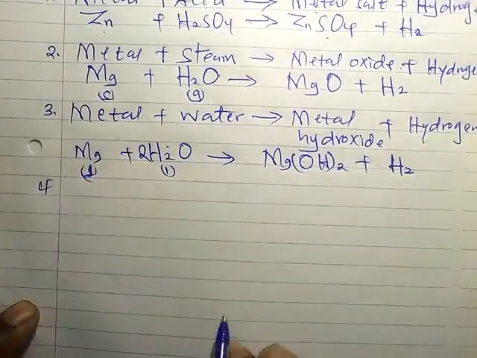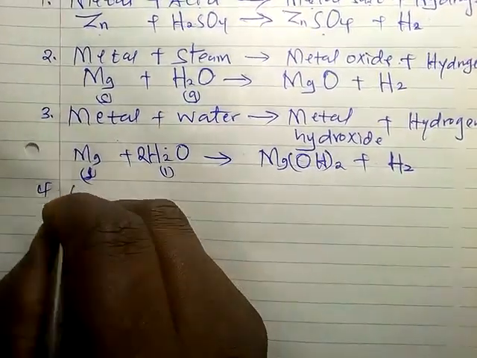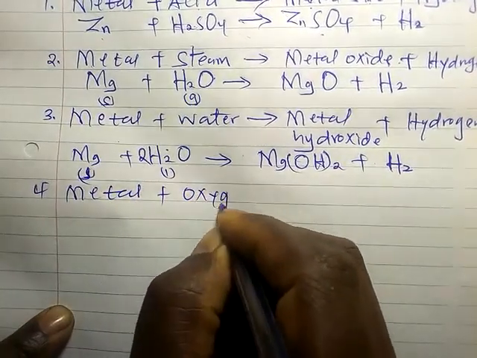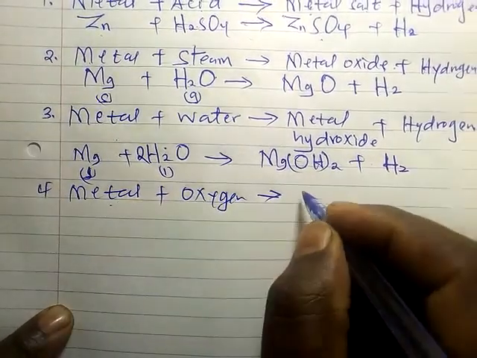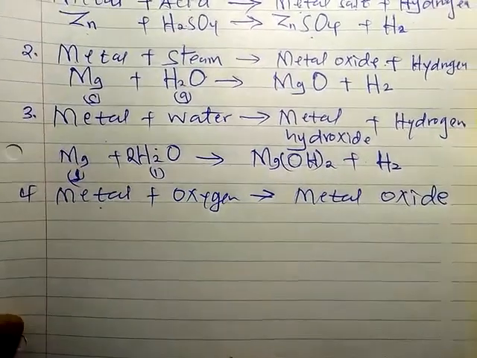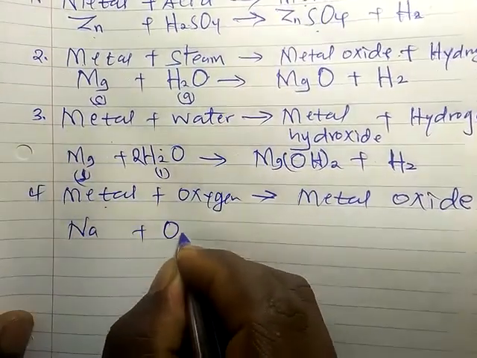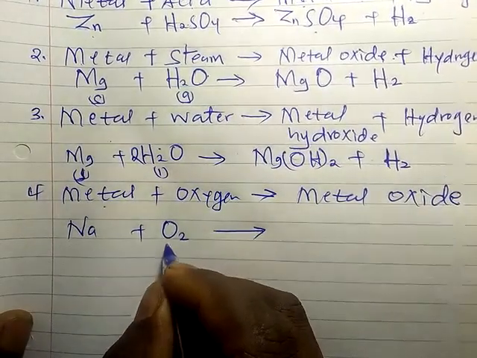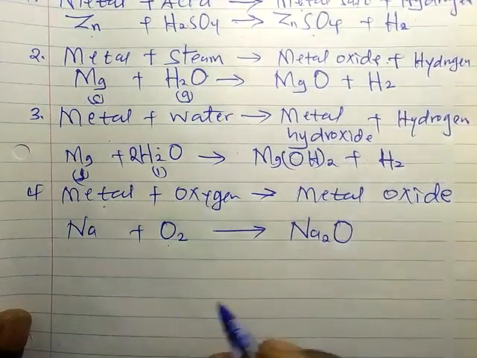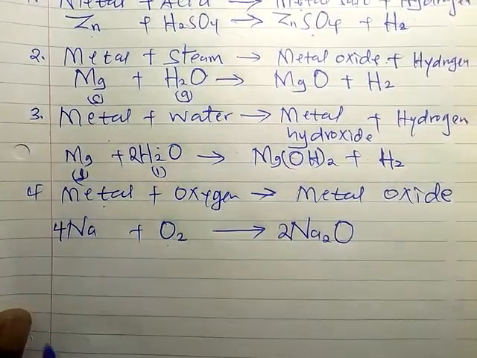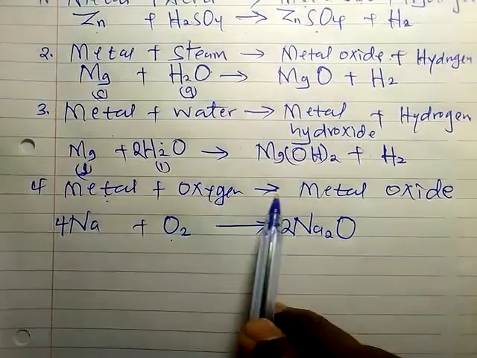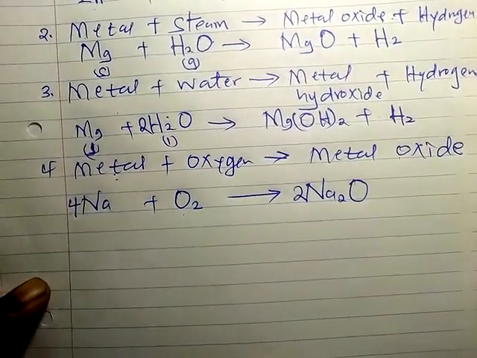Number four, metal plus oxygen. A metal plus oxygen, we just get the metal oxide. For example, sodium plus oxygen. This one is a gas, this one is a solid. What does it form? It forms sodium oxide. Simple as that. So if you know that a metal plus oxygen gives you this, then you will not go wrong.